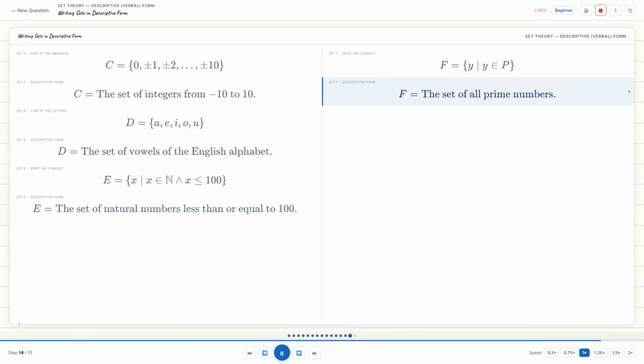So we write F is the set of all prime numbers. For example, 2, 3, 5, 7, 11 and so on. These are numbers that only have 2 factors, 1 and the number itself.